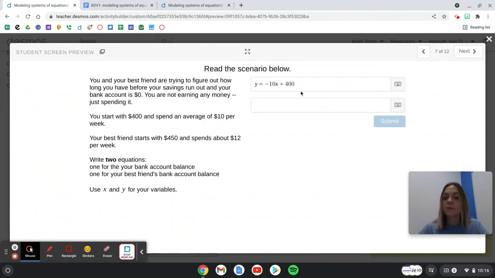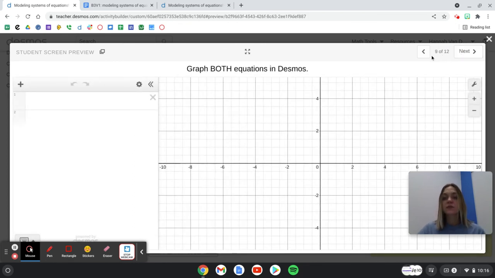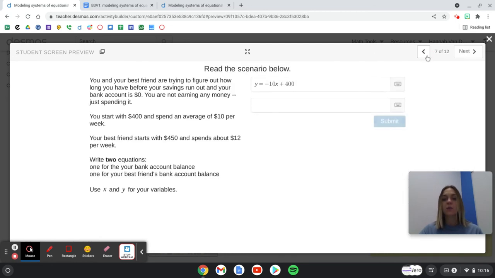Why am I multiplying negative 10 times x? What does this x represent? And you'll type that in the box here. And you'll also type what y represents. And then screen 9 says to graph both equations in Desmos. So once you get your second equation here, you're going to graph this one, and then you'll move on to screen 10.